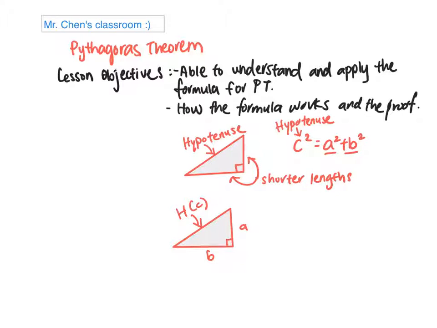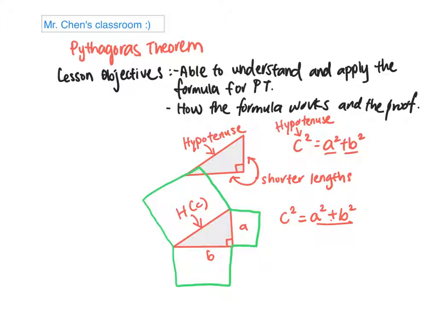So what this formula is technically saying is that the square of the hypotenuse is equal to the square of a and b added together. The square of both of these added together will become the square of the hypotenuse. Alright, what does that mean? It pretty much means that if I draw a square here, it will be the same as that square and that square added together.